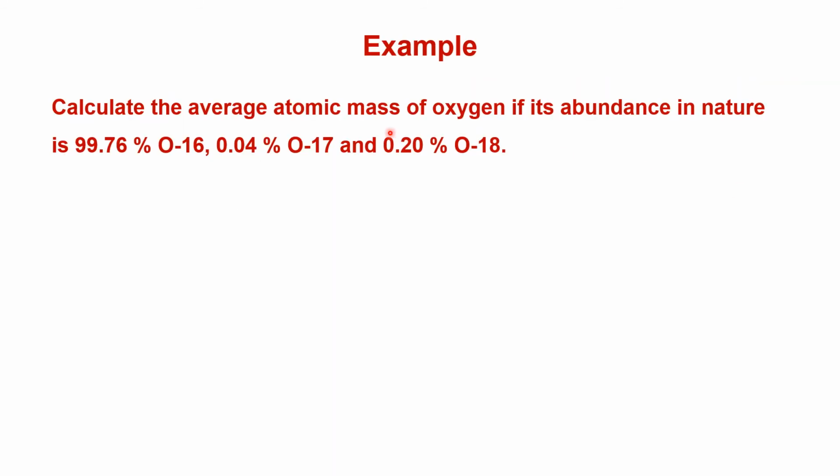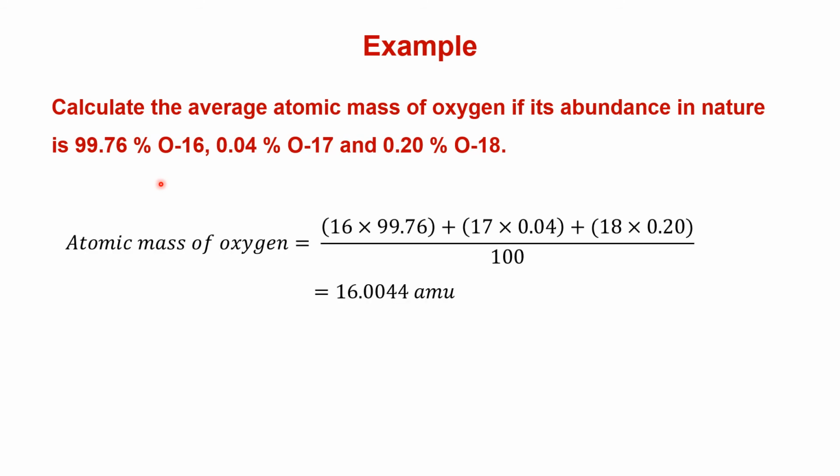So the question is, calculate the average atomic mass of oxygen if its abundance in nature is 99.76% oxygen-16, 0.04% oxygen-17 and 0.20% oxygen-18. So we can see here that oxygen has three isotopes and for each isotope the abundance is mentioned. So let's see how it will be calculated. We will use the same formula.